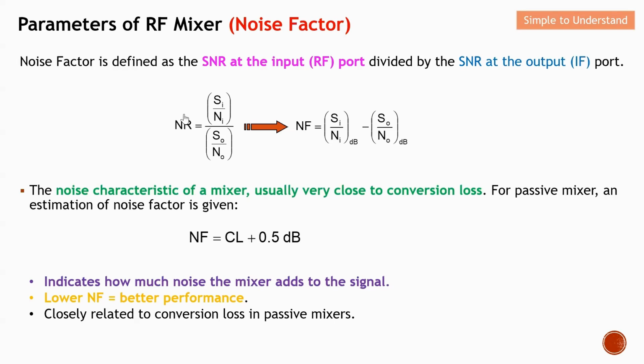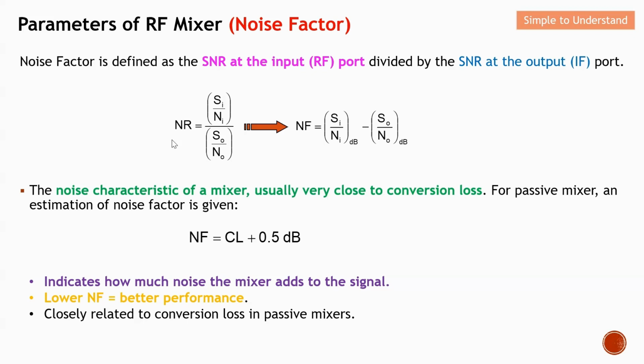What is actually noise ratio? From here, you can see that it will be the signal to noise ratio at the input divided by the signal to noise ratio at the output. For a mixer, for example, the input will be at the RF port, and the output will be at the IF port. So this is actually the equation for noise ratio.